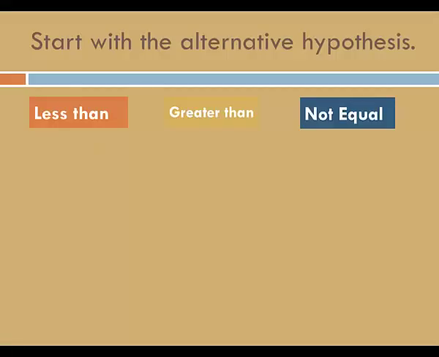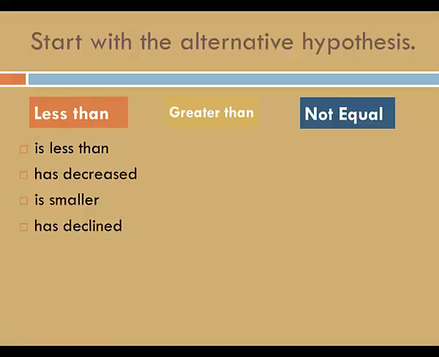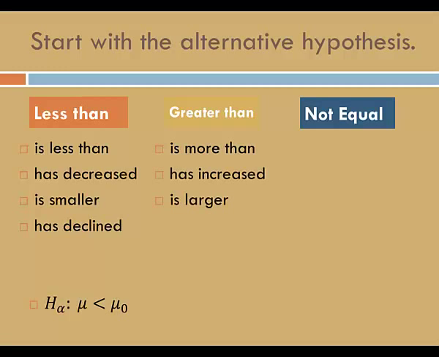If the alternative hypothesis should be a less than statement, sometimes you'll see the phrase is less than, has decreased, is smaller, has declined. In this case, the alternative is that the mean is less than some value. And here are some phrases that might indicate a greater than statement is appropriate. Is more than, has increased, is larger, has grown, in which case the alternative might be mu is greater than some value.